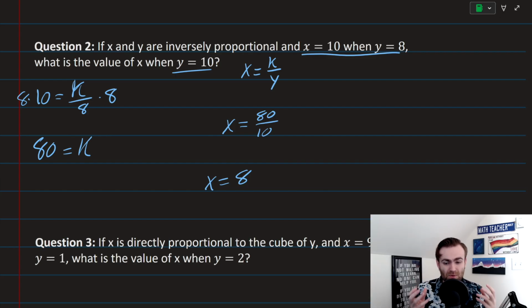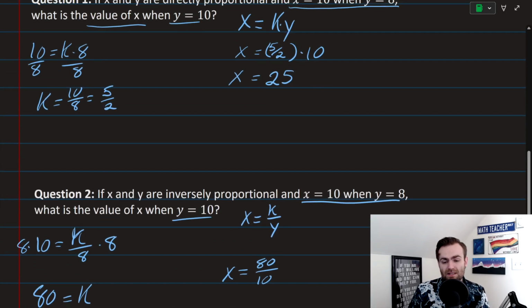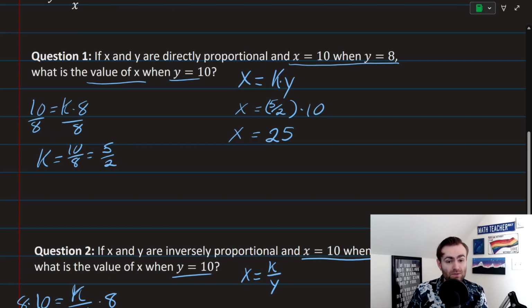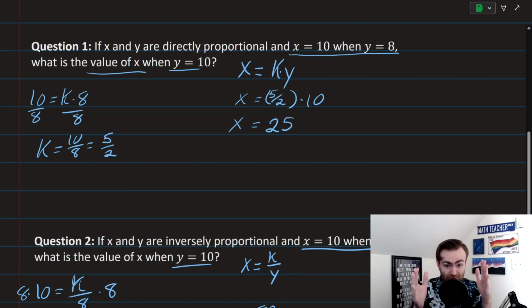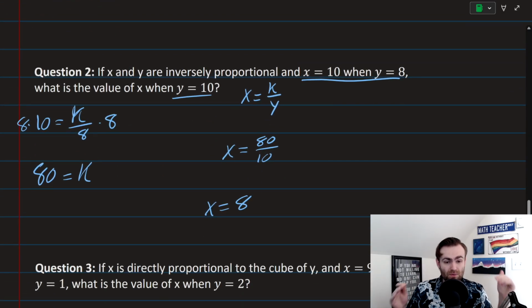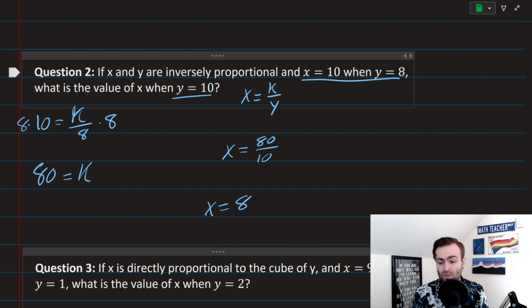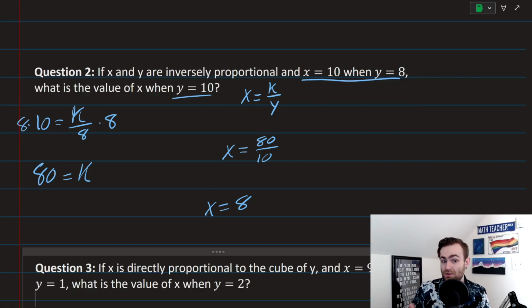It requires memorization. So I want you to think of when two things are directly proportional, they grow together. When things are inversely proportional, they go in opposite directions. So as one gets larger, the other one gets smaller. And since the y got larger, the x had to get smaller. So if it gets larger as well, that tells you there's a little bit of a problem.